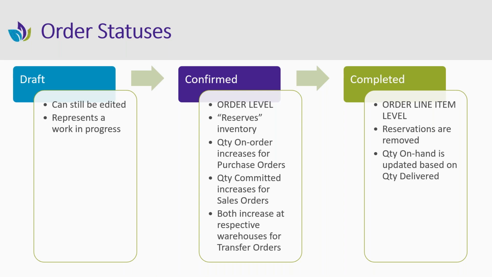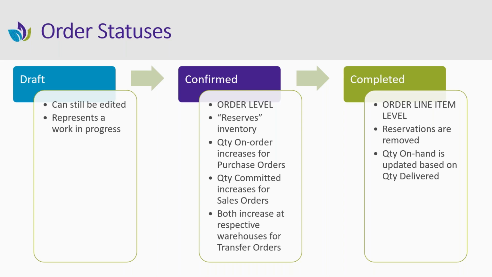This status creates reservations at the source and/or destination inventories, depending on the order type. So for example, when a sales order is moved into a confirmed status, the quantity committed would increase at the source inventory. Another example, with a transfer order, the quantity committed would increase at the source inventory, and the quantity on order will increase at the destination inventory. So your confirmed status manages your quote-unquote reservations on inbound and outbound inventory.